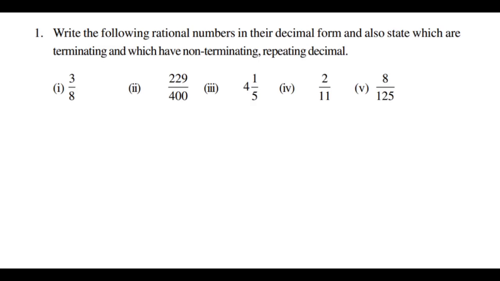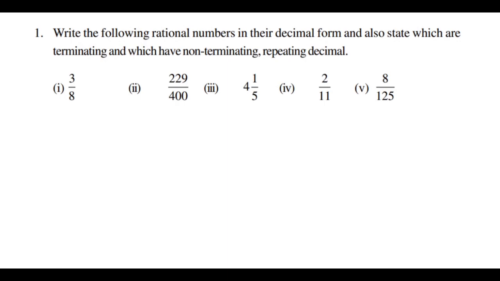So what is your first question here? Write the following rational numbers in their decimal form and also state which are terminating and which have non-terminating repeating decimals. Students, in the previous classes, in the introduction of this chapter, we have clearly discussed what terminating and non-terminating are. So here we are going to discuss one more time.